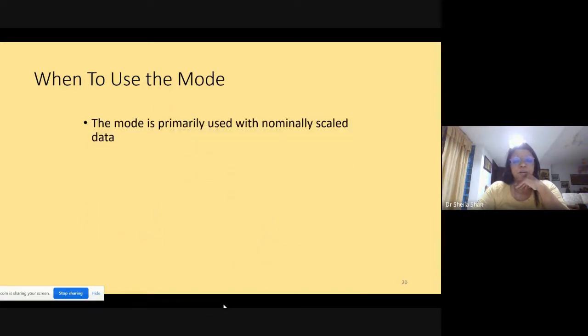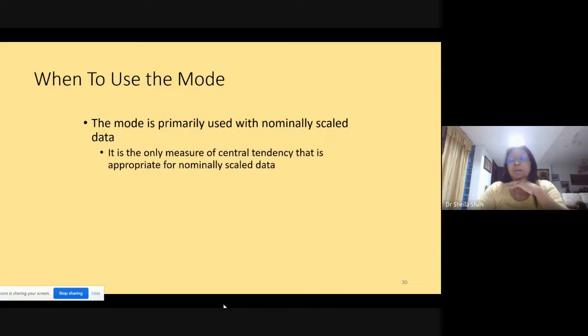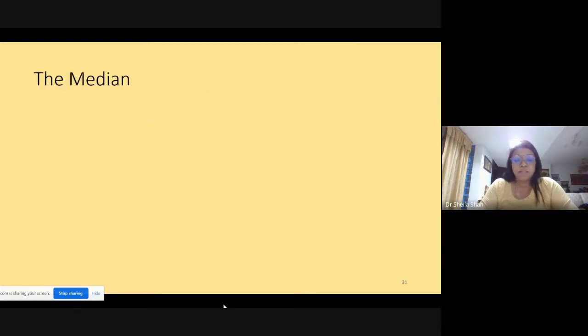The mode is primarily used for nominal scale data. It is the only measure of central tendency that is appropriate for nominal scale data, for nominal values.